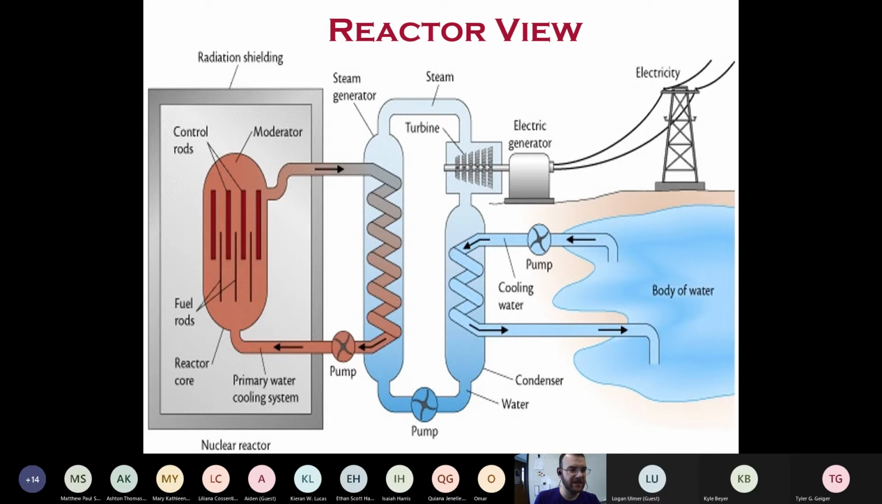In this core, there is the first loop of water. This water gets super, super ridiculously hot, and then that gets pumped into the second set of water. This second set of water is what gets contacted by all that heat and vaporizes.